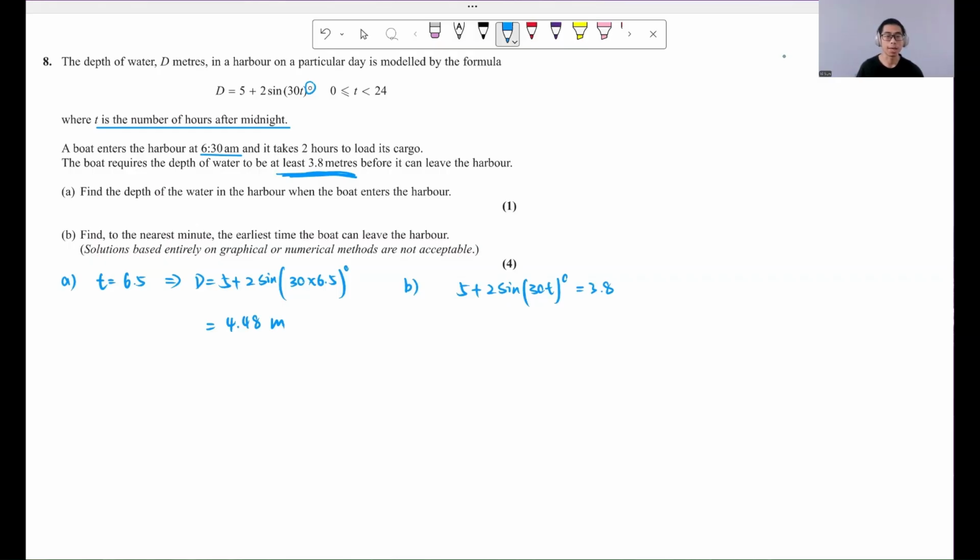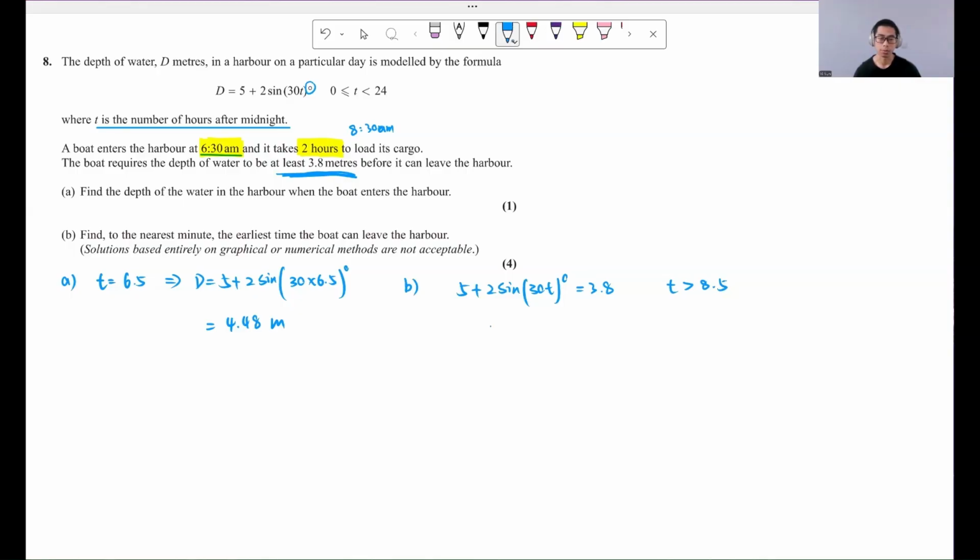The boat enters the harbor at 6:30 a.m. and it takes 2 hours to load its cargo. So even if the water level is fine, it still needs to take 2 hours to load the cargo. So the earliest time the boat can leave should be 8:30 a.m. So t has to be more than 8.5 because it needs another 2 hours to load the cargo.